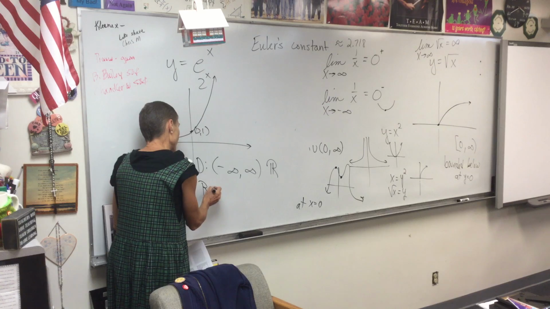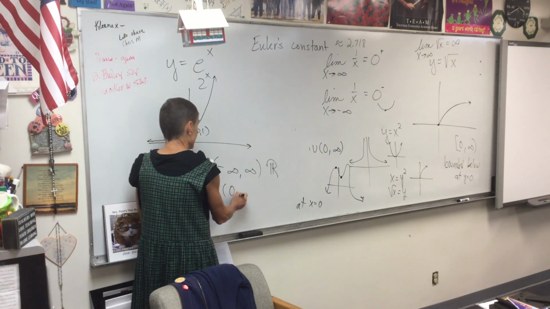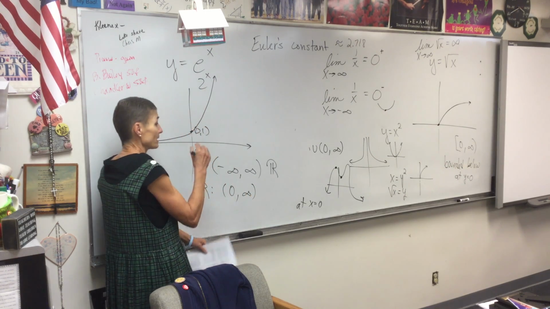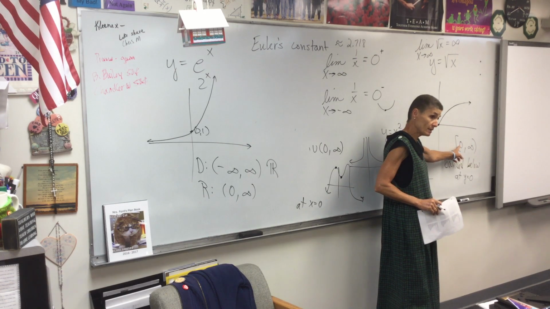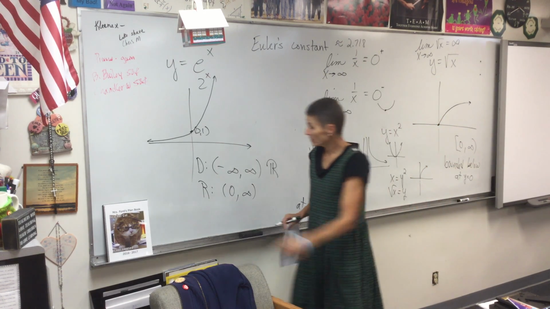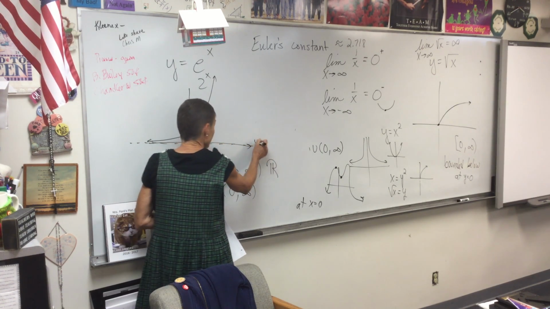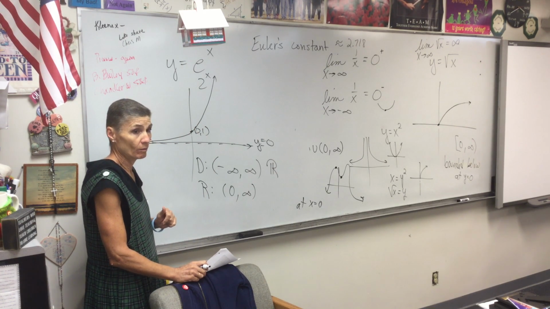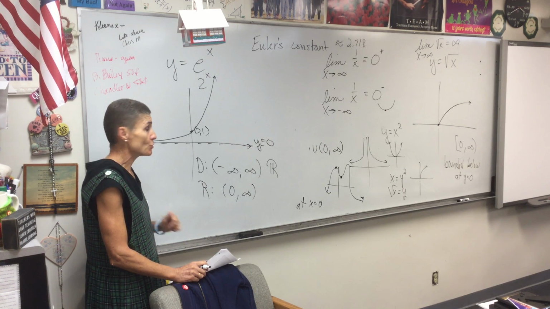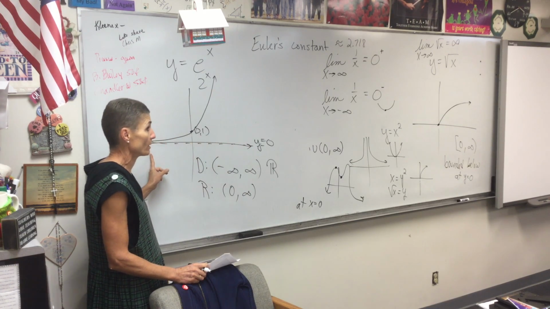Not range, though. What about the range? The range is 0 to infinity, and unlike this one, where 0 was included, it's not included here because actually this is an asymptote. You have a horizontal asymptote at y equals 0. You have no vertical asymptote in this picture, but you do have a horizontal asymptote at y equals 0.